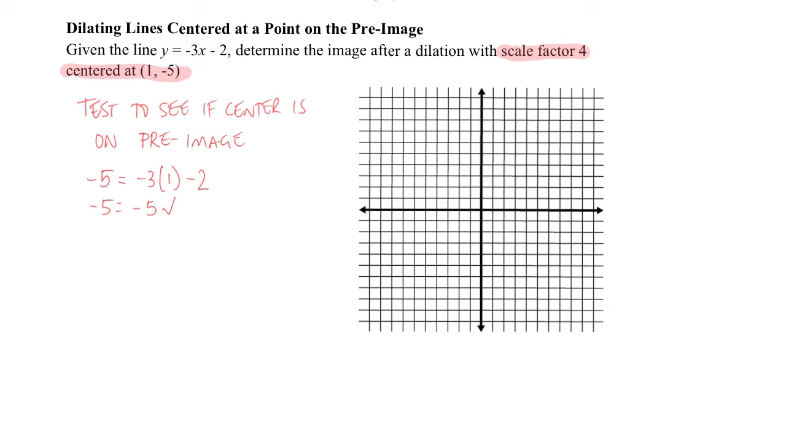If you're dilating from a center that's on the line itself, nothing changes because all those points are just kind of getting spread out, but there's an infinite number of them, so it makes no difference. So this is the best case scenario, is now you know that the image is actually the exact same line. Nothing changes.